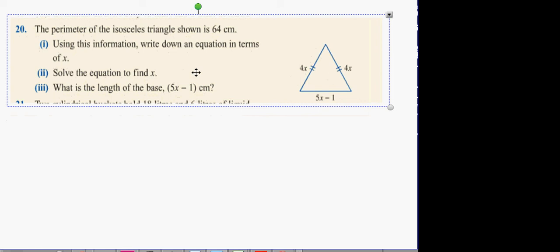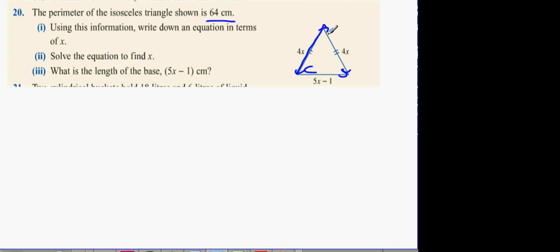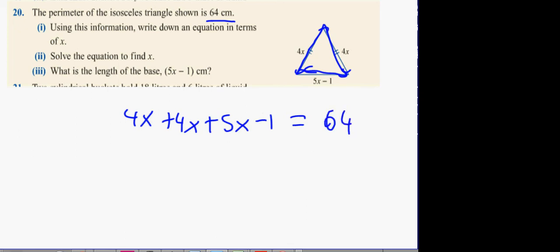Okay, moving on. Using this information, it's an isosceles triangle. Write down an equation in terms of x. How do you get the perimeter of a triangle? Add every side. When you do a perimeter, you do a lap. So you're going to do 4x plus 4x plus 5x minus 1. All of that has to equal 64.